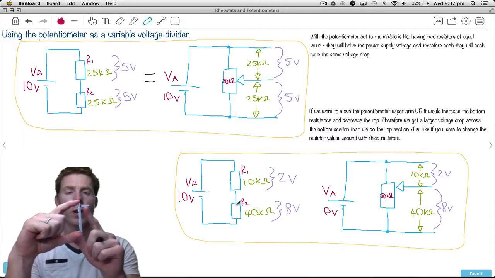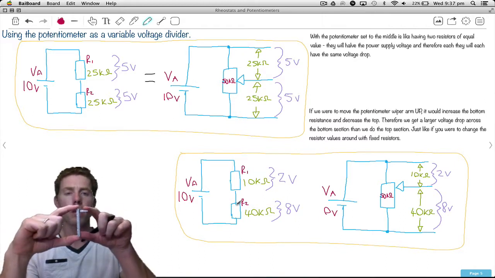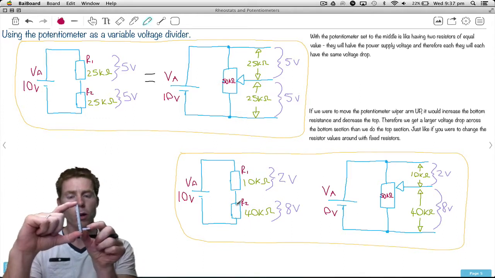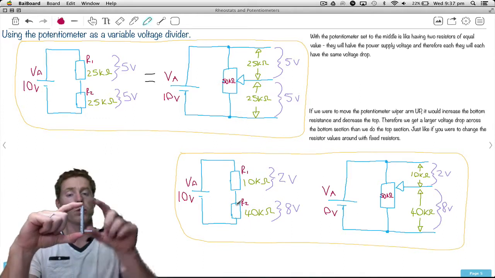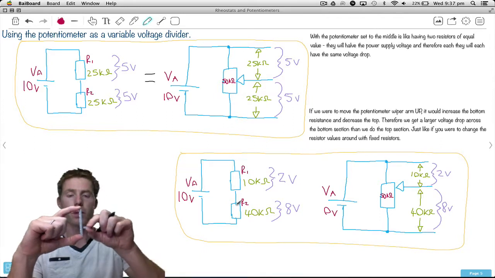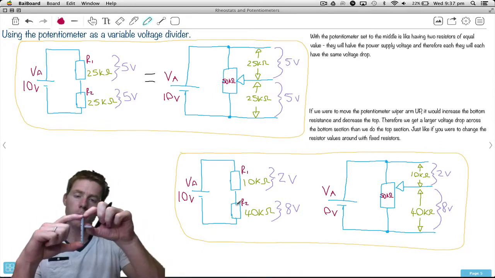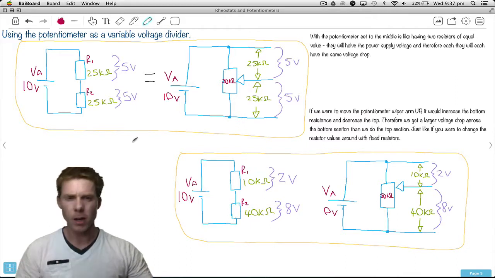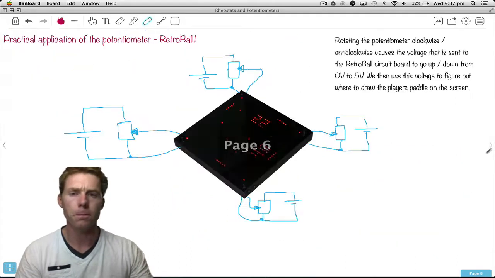If we move this all the way up, between the bottom and the wiper arm you'd get the full 10. Move it all the way down, between the bottom and the wiper arm you'd get 0, because the full 10 would be between the top and the wiper arm. So we can vary how much the top and the wiper arm gets, and the bottom and the wiper arm. But you may be asking, yes, that's all good, but what's the point?